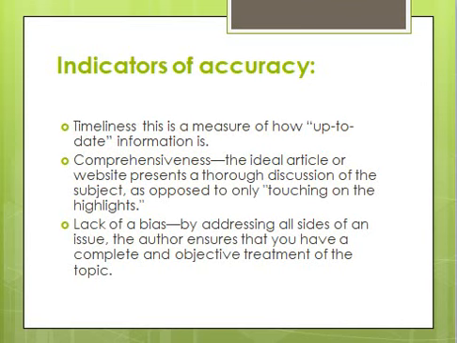The last indicator of accuracy is the lack of bias. There is no bias in the study. By addressing all sides of an issue, the author ensures that you have a complete and objective treatment of a topic. Biased information is not completely useless, but the bias must be taken into consideration when you interpret and use the information. Of course.